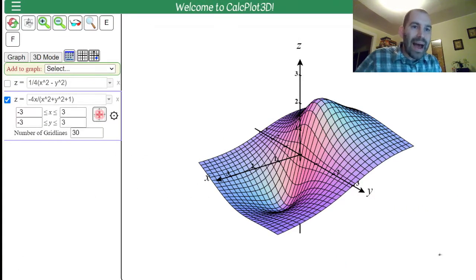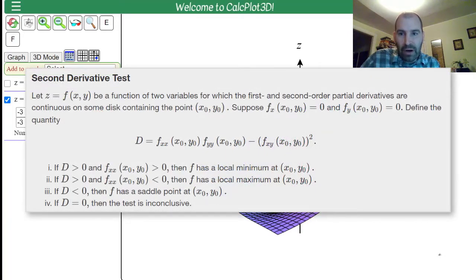Okay, so back to our function of two variables. What kind of test do we have here? How are we going to determine whether we have local maxes or local mins? How are we going to find these? Well, we have the second derivative test for such functions. So we need to have a function of two variables for which the first and second order partial derivatives are continuous. All right, so it needs to be continuous where we're going to find the local mins and local maxes.